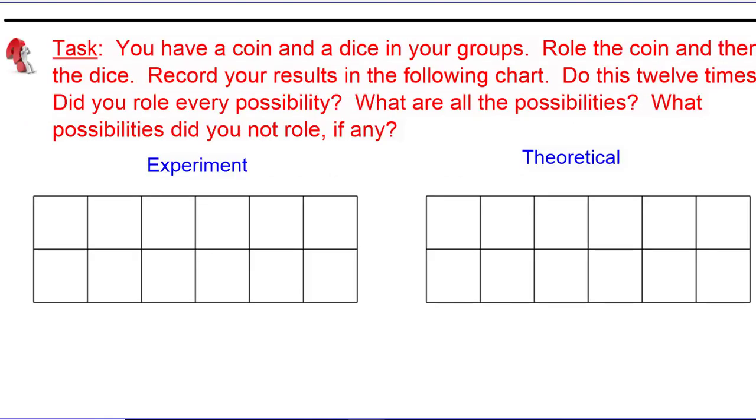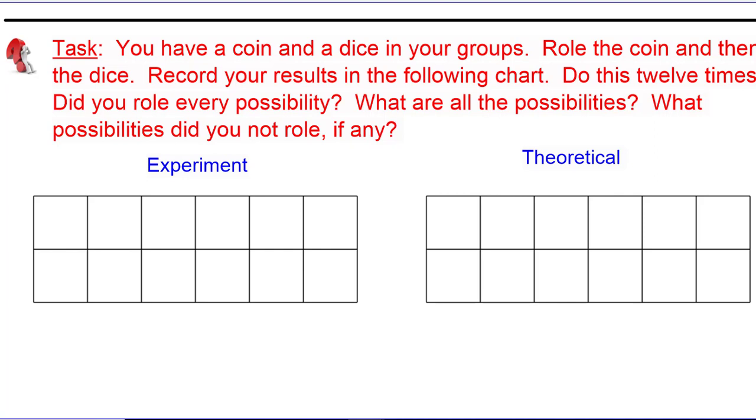We have to first talk about the two types of probability. We've got experimental and we've got theoretical. Suppose that you have a coin and a die in your hands. You're going to flip the coin and then roll the die, and record what you get in the following chart. You're going to do this 12 times. Did you roll everything possible? What are all the possibilities, and what possibilities did you not roll, if any?